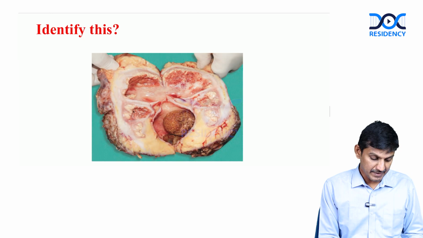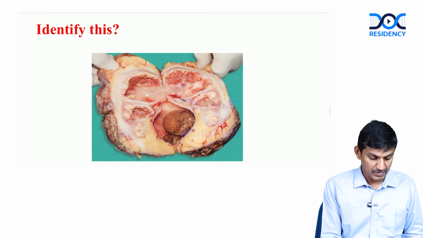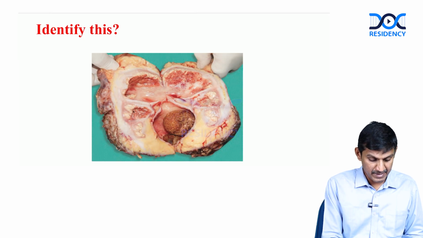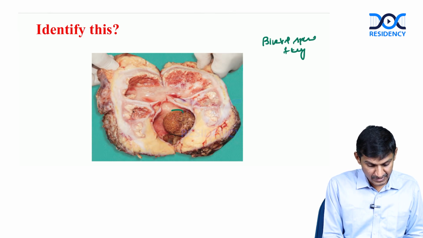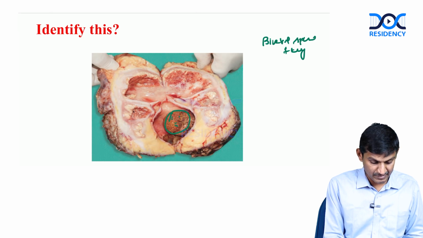Okay, so identify this specimen. So probably what is this specimen? This is probably a kidney. This is a bivalved specimen of kidney. What do you see here? You see a centrally occupying stone.